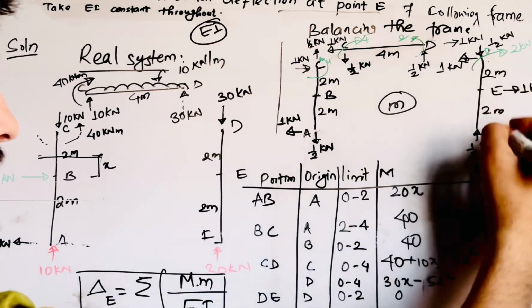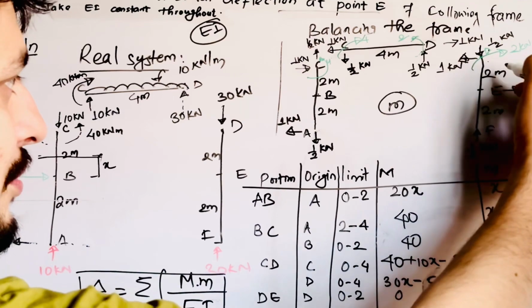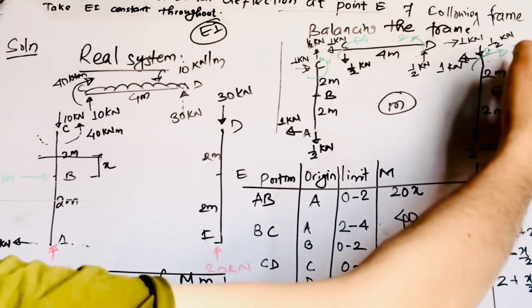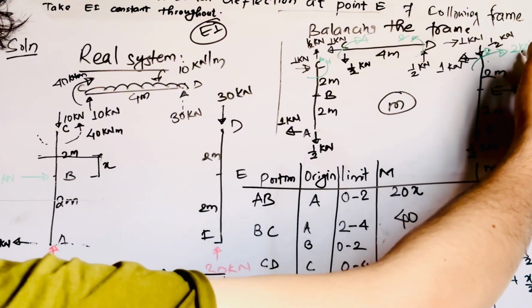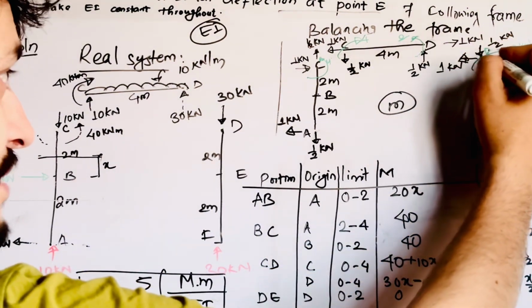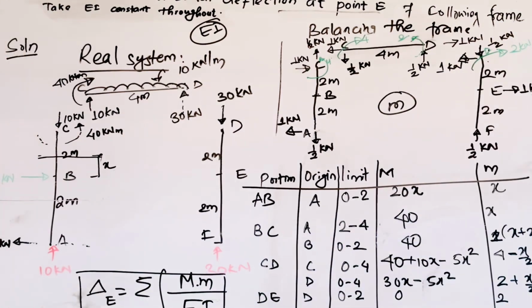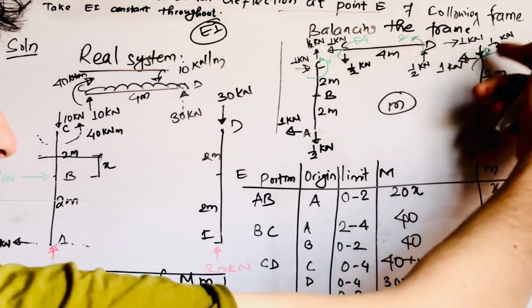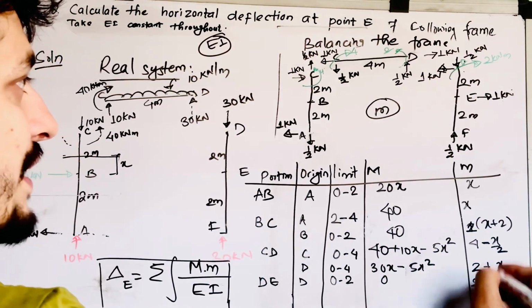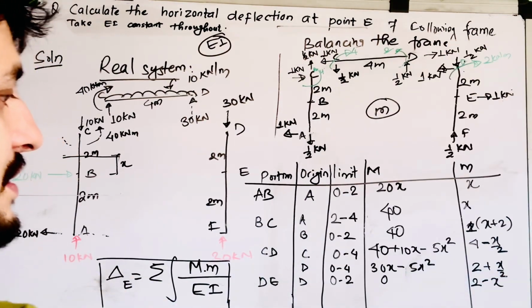In a similar manner, for the small m system or virtual system, look at the system. 1 by 2 is not giving you anything, so this is 2 kilonewton clockwise. So at the point, if you consider D as origin, again you get 2 as clockwise and 1 is giving you anti-clockwise, right? So it will be minus 1 into x, that will be x.